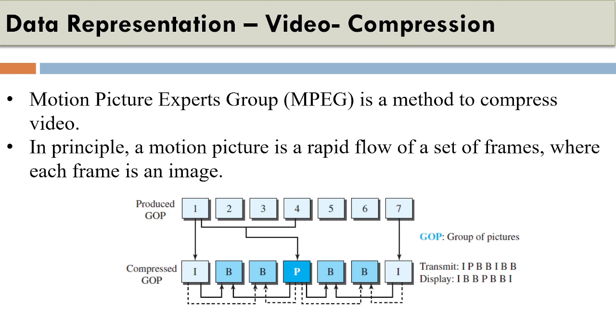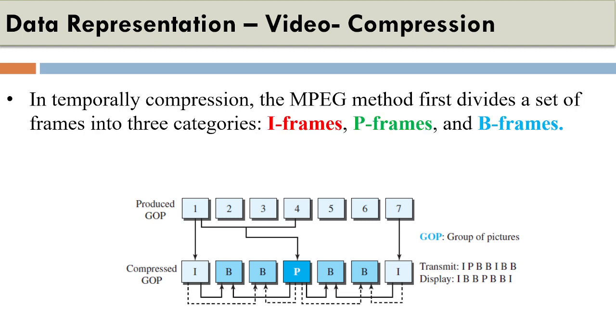In principle, whenever we capture any motion, there are certain things in a frame which almost remain static even in the next frames. Only a few things change from the base frame to the next frame. In order to compress those, there is a technique used in MPEG, where in temporal compression, MPEG usually divides frames into 3 categories: I frame, P frame, and B frame.